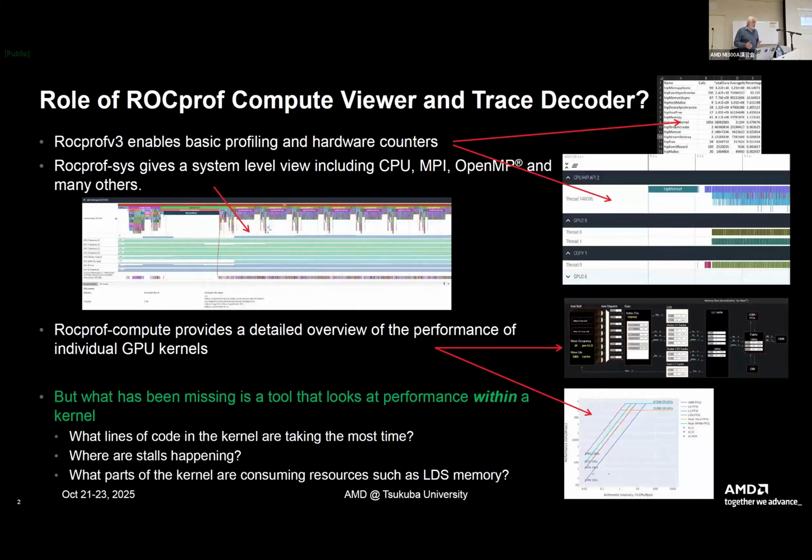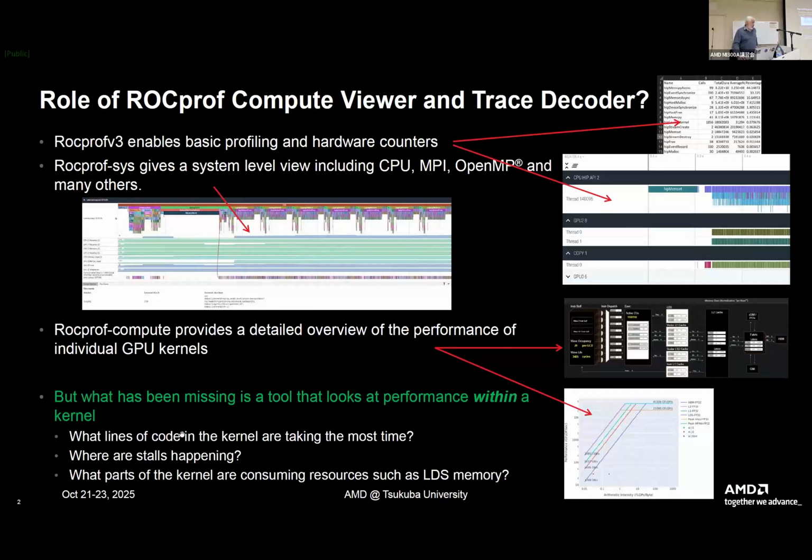But what's missing is the tool that looks at the performance within a kernel. We can see the overall stats for a kernel, but we can't see the lines of code within the kernel. There's been some internal tools for that, but they were not of sufficient quality to release. So recently, they put considerable effort to create a tool that they could make public.